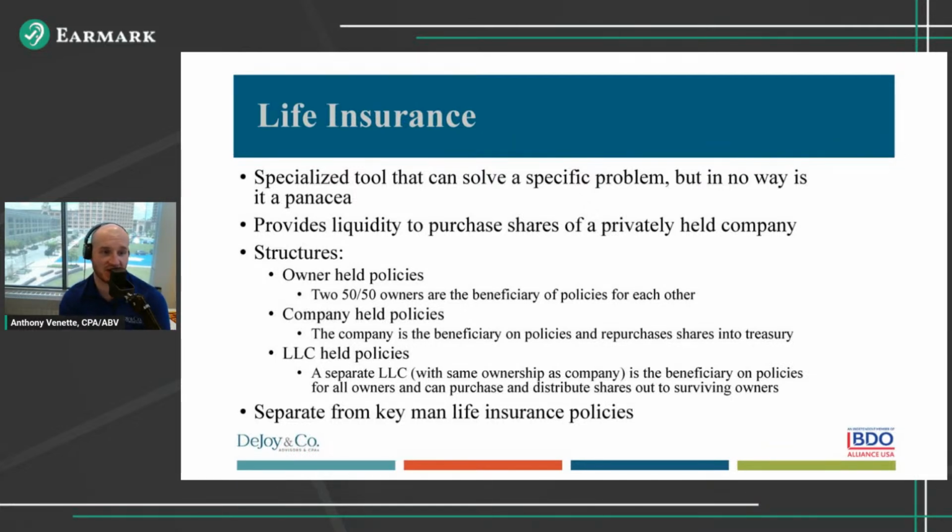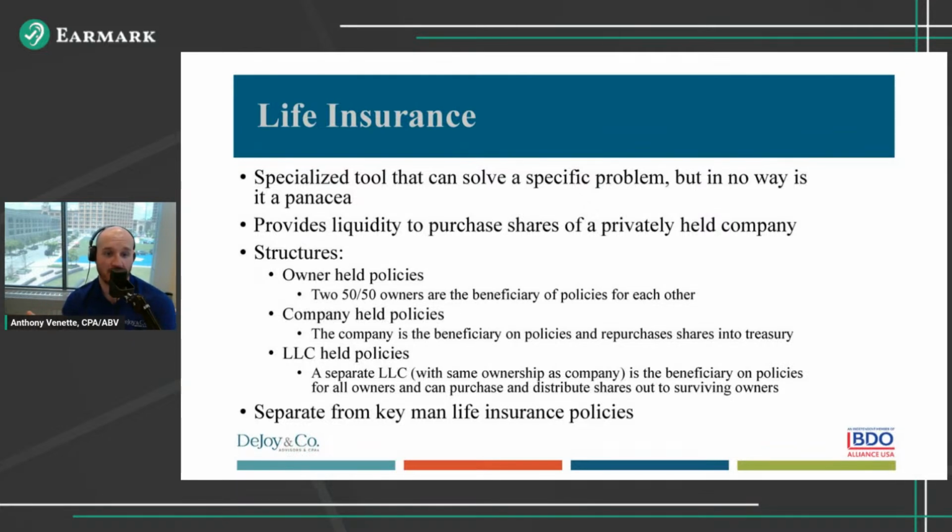There's a couple different structuring options here. Really important to really think through these and the consequences of them from an income and gift and estate tax perspective. So we could have owner-held policies, right? So let's say we have a company with two 50-50 owners. We can then have them individually own policies on each other, right? Whether that's term or whole life. And then the funds coming from the life insurance proceeds would then be used to buy out the deceased shareholder.